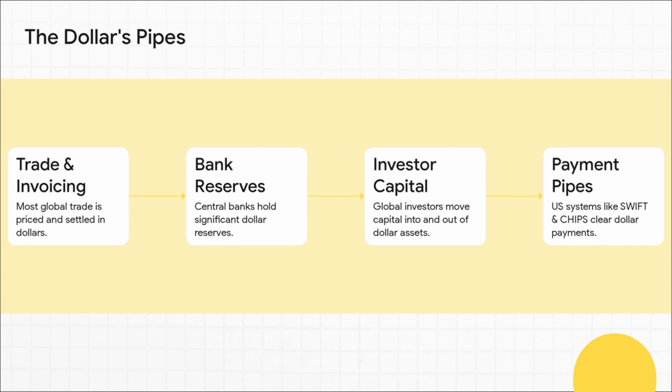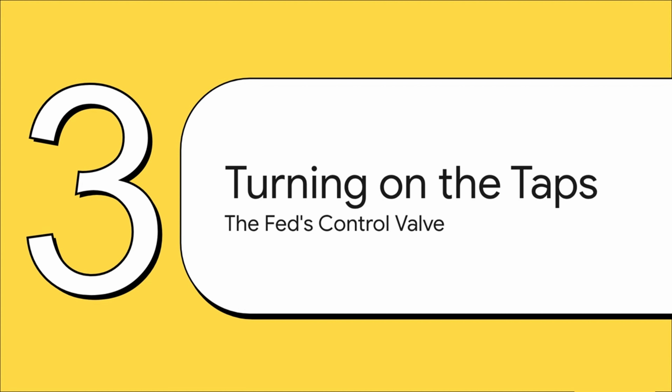Second, there's bank reserves. Central banks all over the world just hoard dollars as a safe asset. Third is investor capital. I'm talking about trillions of dollars from investors buying and selling U.S. stocks and bonds. And finally, you have the actual payment pipes, huge systems like SWIFT that clear all these dollar transactions. You put all that together, and it creates this constant, massive demand for U.S. dollars. So we've got the water, and we've got the pipes.